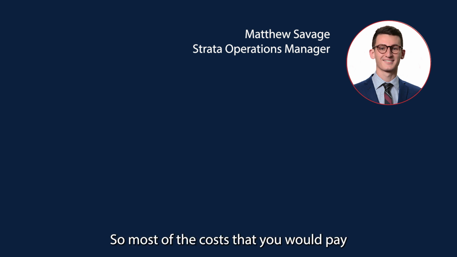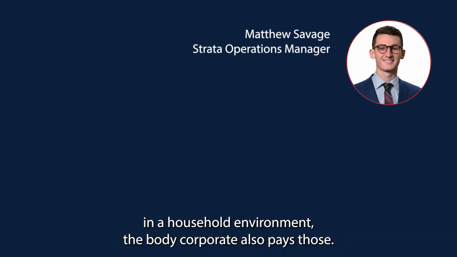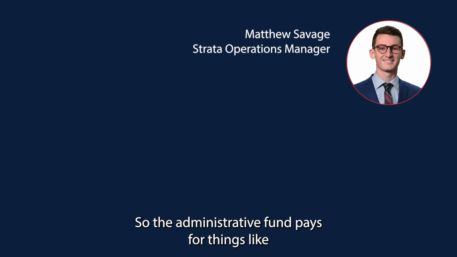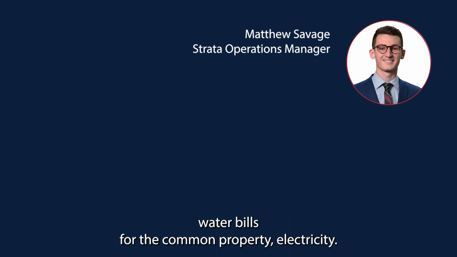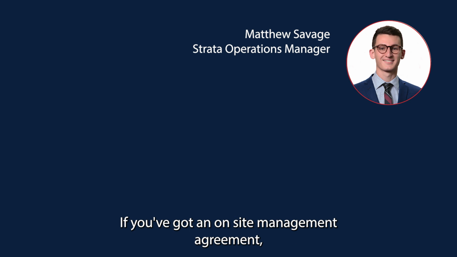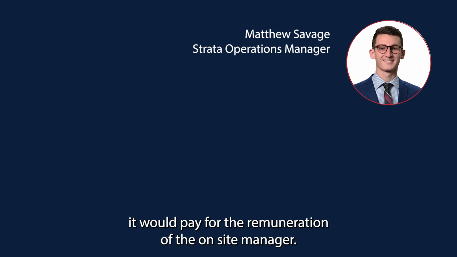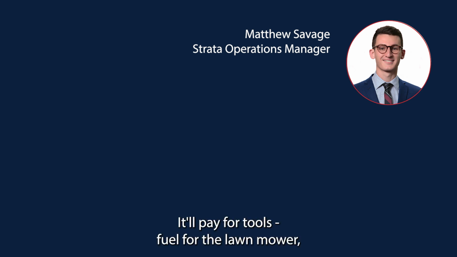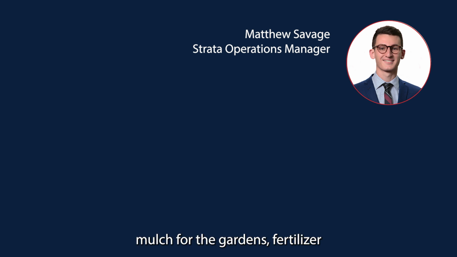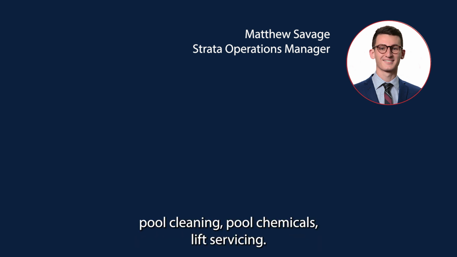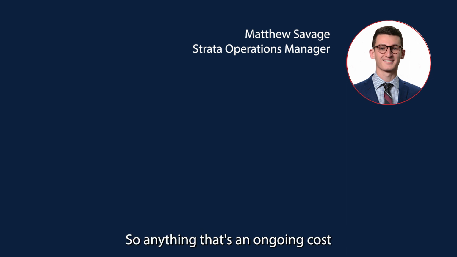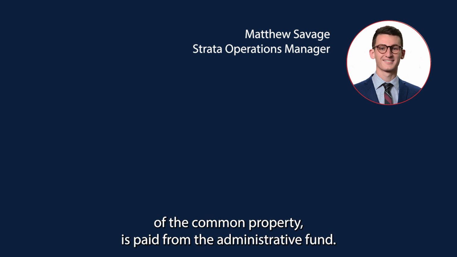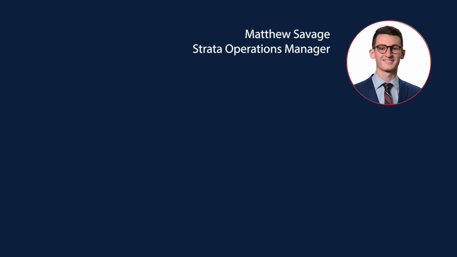So most of the costs that you would pay in a household environment, the body corporate also pays those. So the administrative fund pays for things like water bills for the common property, electricity. If you've got an on-site management agreement, it would pay for the remuneration of the on-site manager. It'll pay for tools, so fuel for the lawnmower, mulch for the gardens, fertilizer, pool cleaning, pool chemicals, lift servicing. So anything that's an ongoing cost which is in the maintenance of the common property or the operation of the common property is paid from the administrative fund.